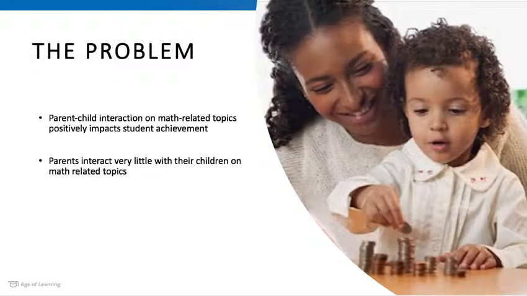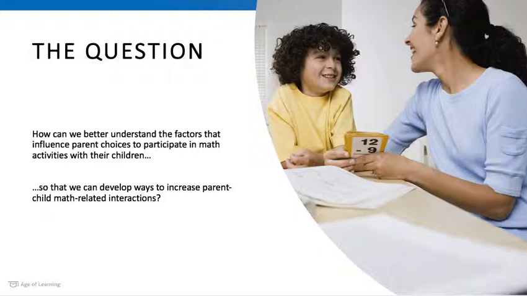So just to summarize, the problem is that parent-child math interactions positively impact child math achievement, but parents interact very little with their children on math topics. So the question that we have is, how can we better understand the factors that influence parent choices to participate in math activities with their children so that we can develop ways to increase parent-child math-related interactions?